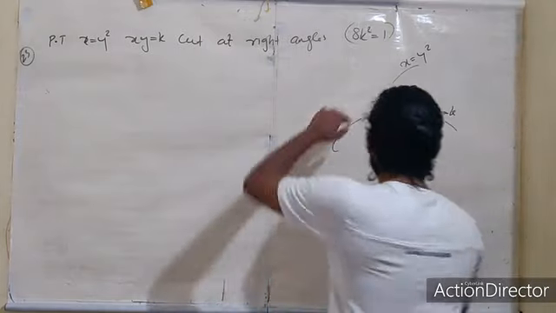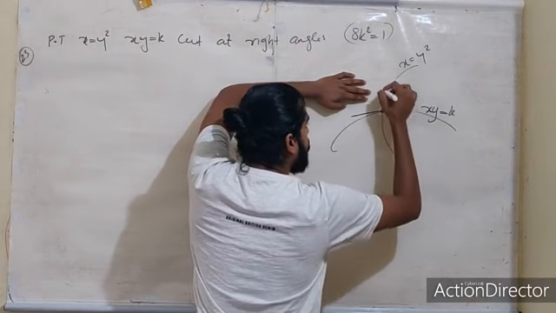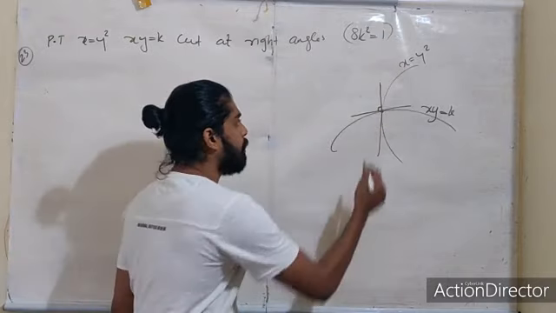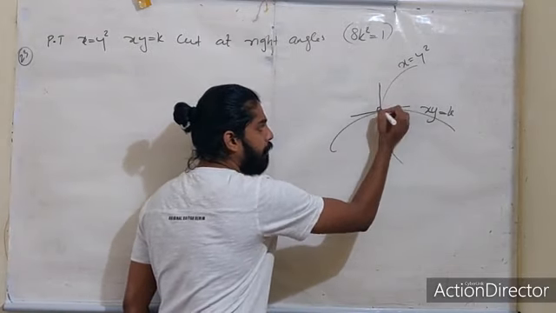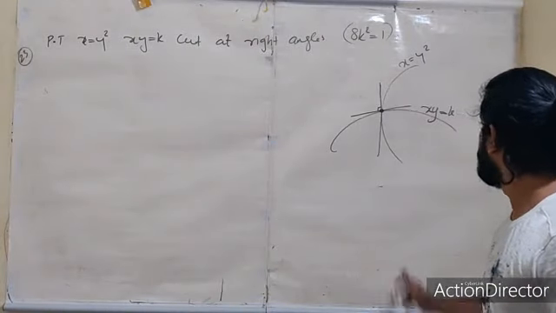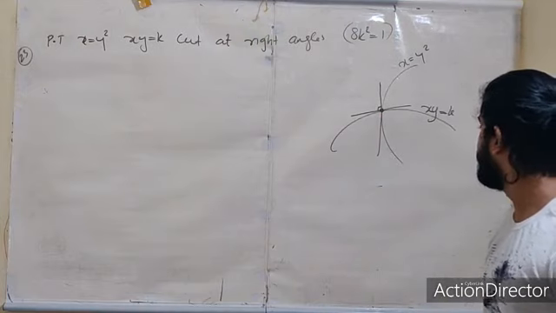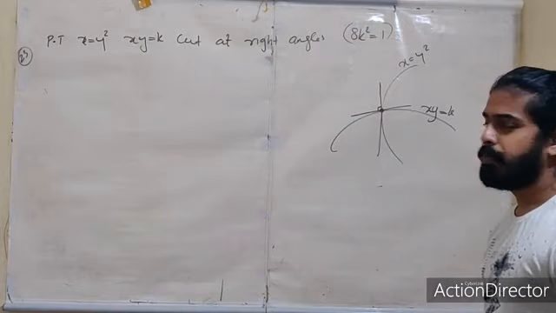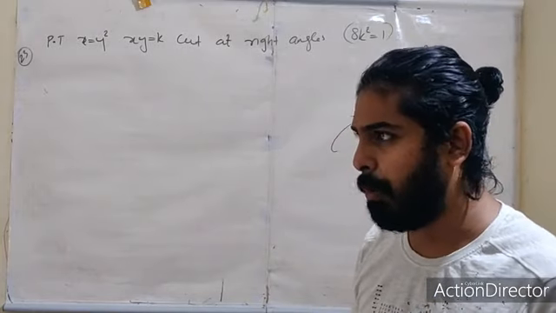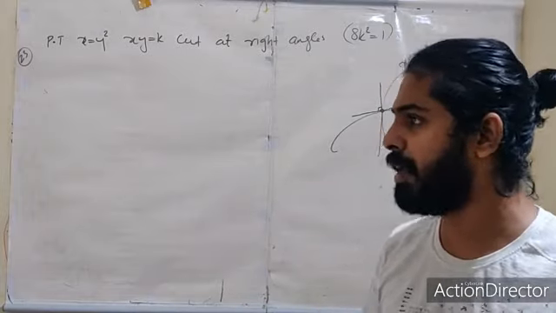Angle between these curves means the angle between the tangents at the point of intersection of these curves. So we need to prove these lines are at 90 degrees. To prove that two lines are perpendicular, we have to prove the product of their slopes is negative 1. If the product of the slopes is negative 1, then the lines are perpendicular to each other. We already learned that in class 11.